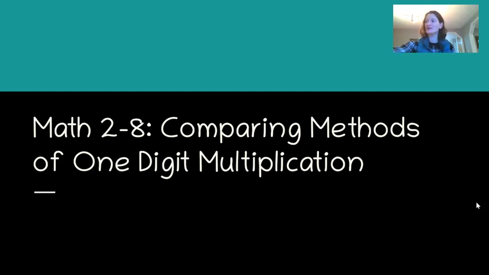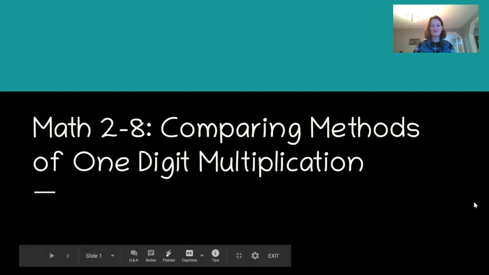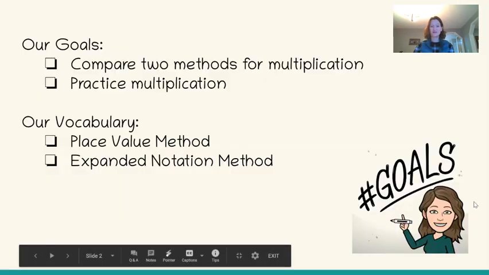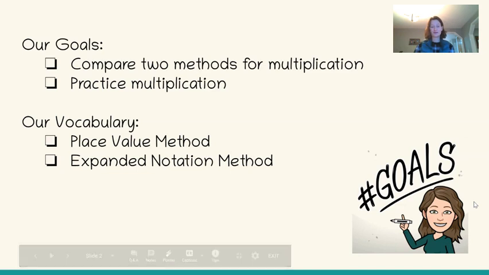I just want to mention, if you have your math packet with you, that we have skipped class activity 2-7. So we are moving on to 2-8. Just make sure you're on the correct page. Our goals for today are to compare two different methods for multiplication that we've already learned, and we're just going to do some practice.